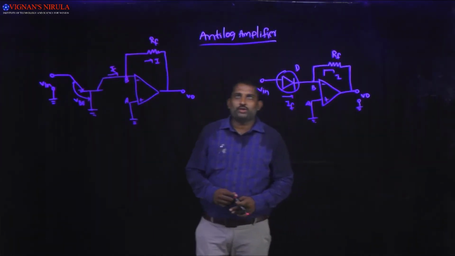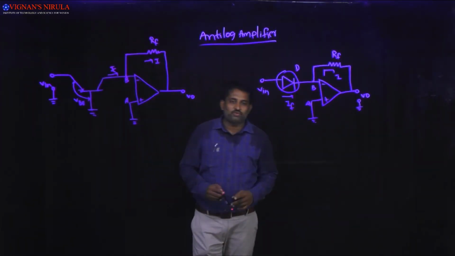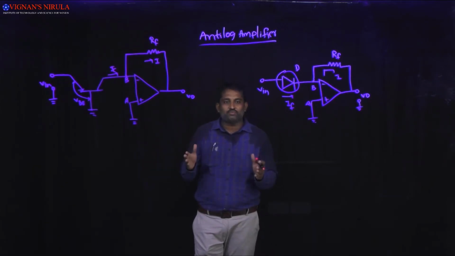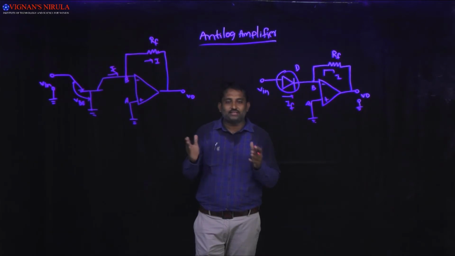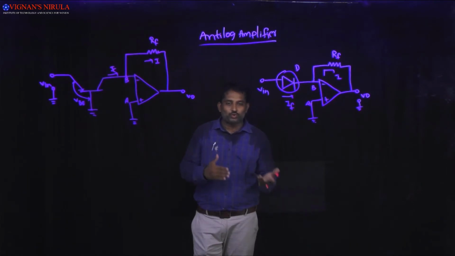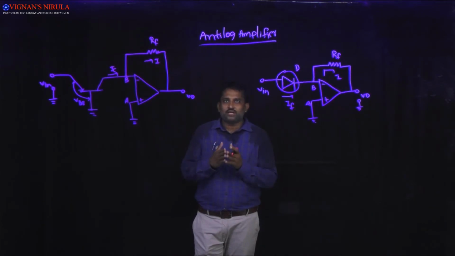Now I am going to explain antilog amplifiers. Previously, we discussed logarithmic amplifiers. In logarithmic amplifiers, the output voltage is the logarithm of the input voltage. In the case of anti-logarithmic amplifiers, the output voltage is the anti-logarithm of the input voltage, or e power input voltage. So it comes under anti-logarithmic amplifiers.